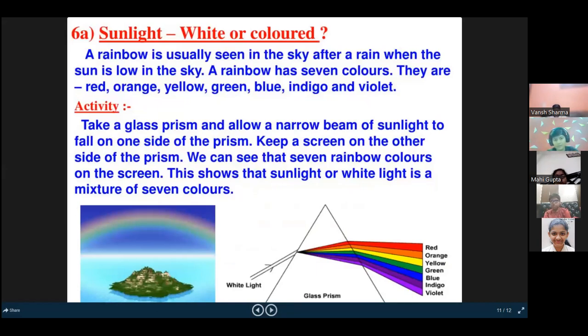Sunlight, white or colored? What do you say? Is it white or colored? Ma'am, it is colored, but it appears to be white. Okay, so it is white and colored both. Actually, it is made up of 7 colors. Yes, but it looks like white. So Tanvi, tell me why it is so? Why does it look like white?